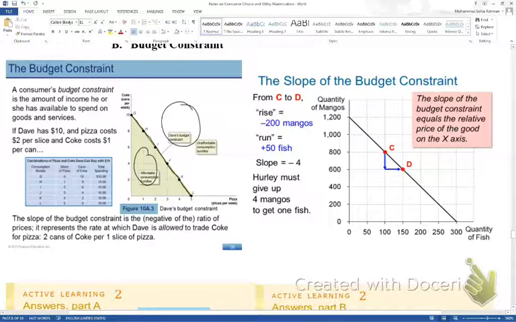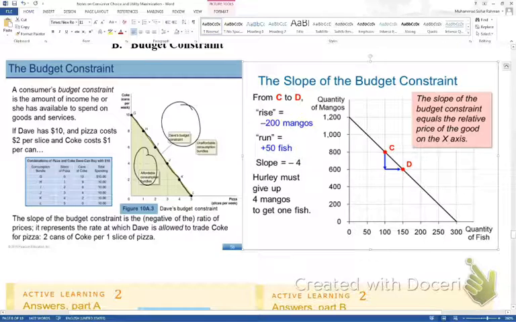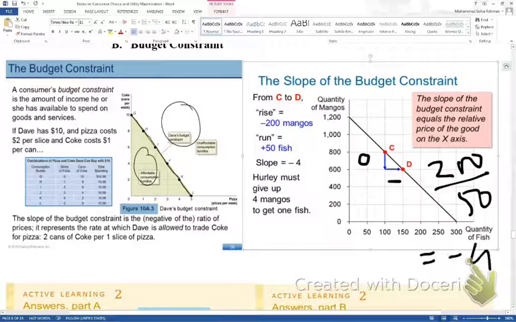So imagine that you move from C to D, which are two of the points. When you move from C to D, you give up an amount of mango. This is another example, obviously. The amount of mango that you give up is 200. The amount of fish that you gain is about 50. So the slope is 200 divided by 50, and that is like -4, right? Because you give up 200 units and you gain 50 units, so the slope is about -4. So that's the slope of the budget constraint.